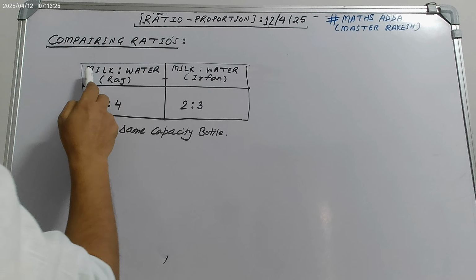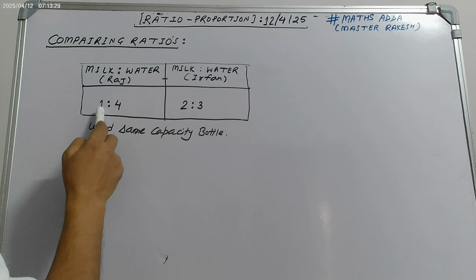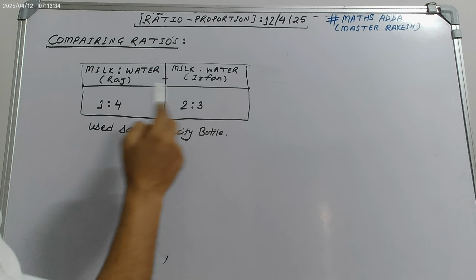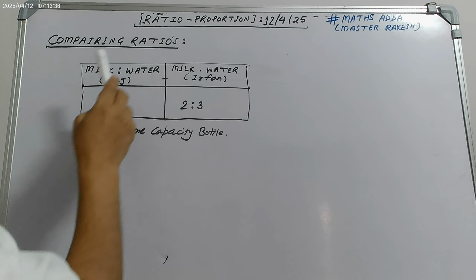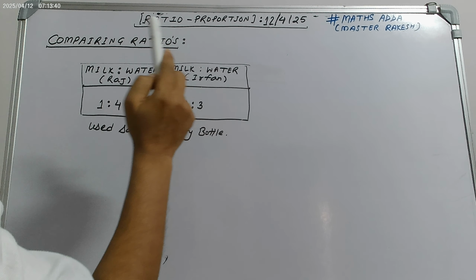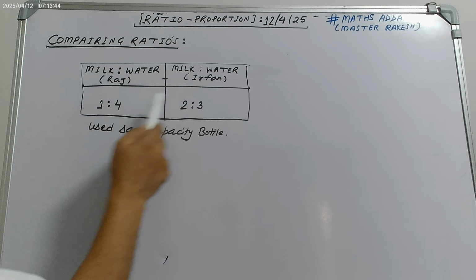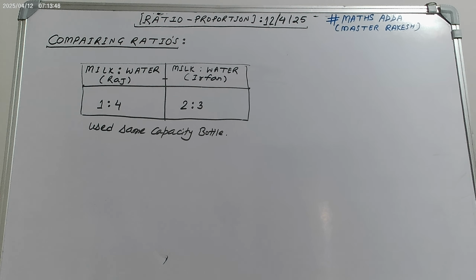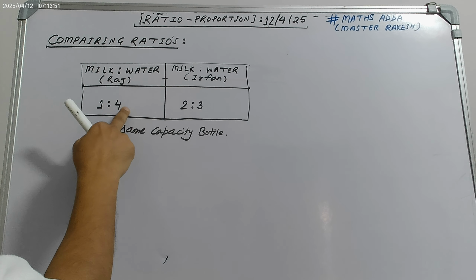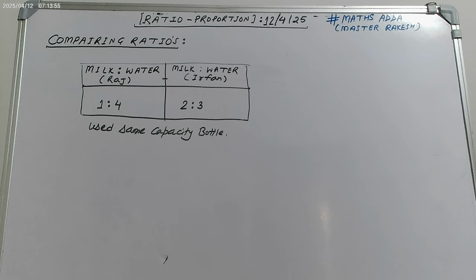If I say the milk and water ratio in Raz's bottle is 1:4, and the milk and water ratio in Irfan's bottle is 2:3, with both bottles of the same capacity, then the ratio of milk to water is 1:4 and 2:3. Raz की बॉटल में 1:4 दूध और पानी का रेशियो है और इरफान में 2:3 का है.